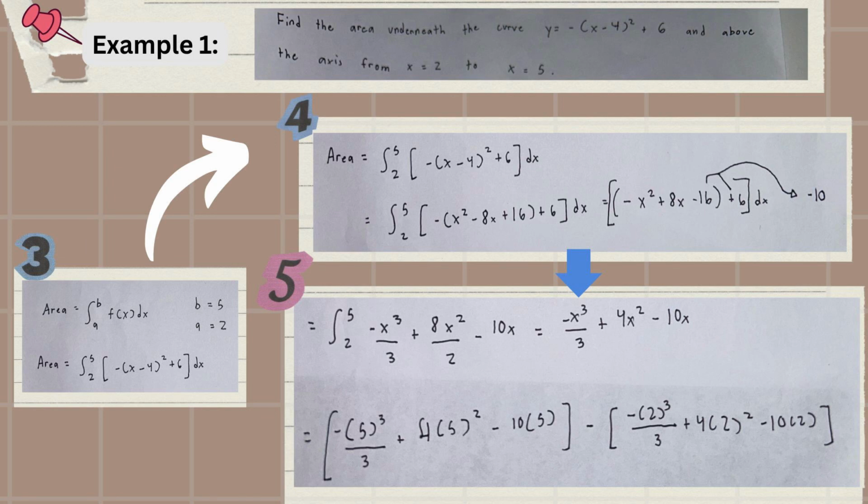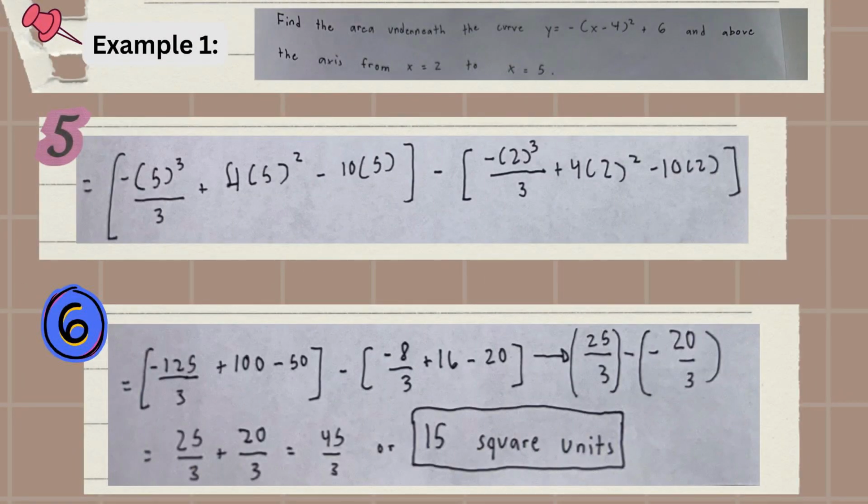Then next, after that, we substitute the upper and lower limits. So we substitute 5. So it will become negative 5 cubed over 3 plus 4 times 5 squared minus 10 times 5, minus negative 2 cubed over 3 plus 4 times 2 squared minus 10 times 2. In this slide, we have the fifth step from the previous slide to show where we stopped.